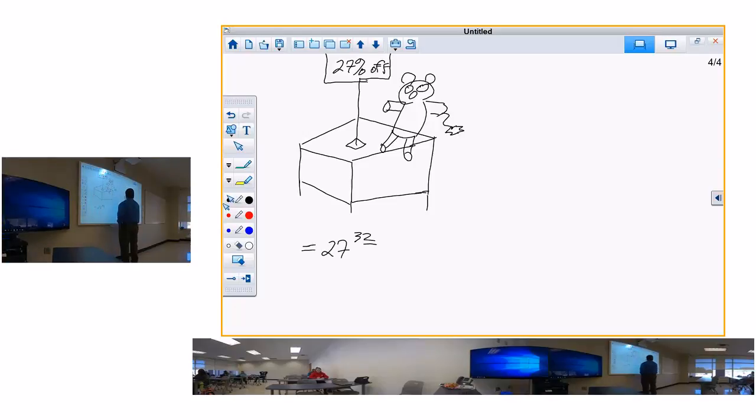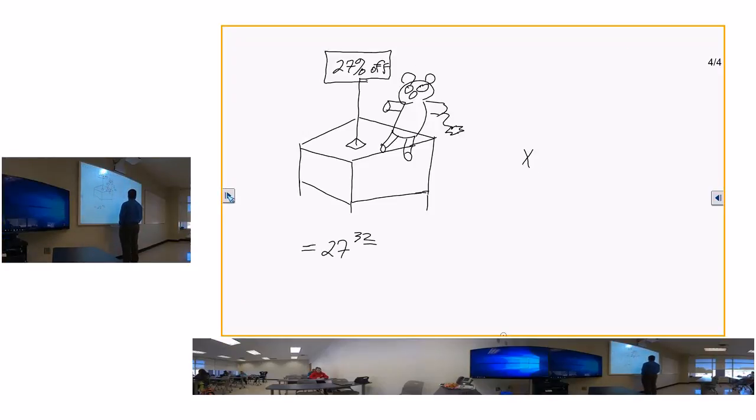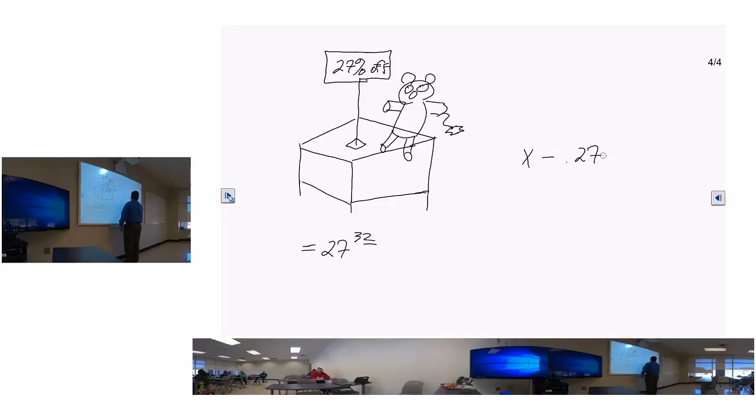So here we go. x, what, minus or plus? Minus, because it's a what? Off, discount. 0.27x is equal to 27.32.